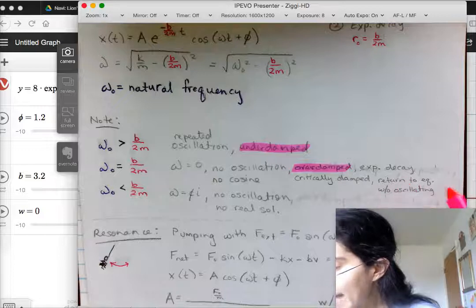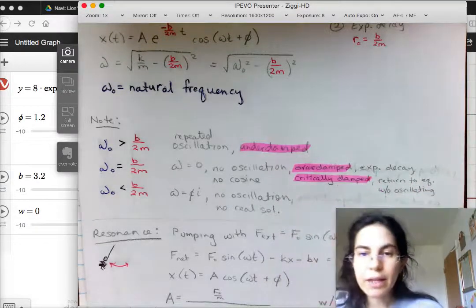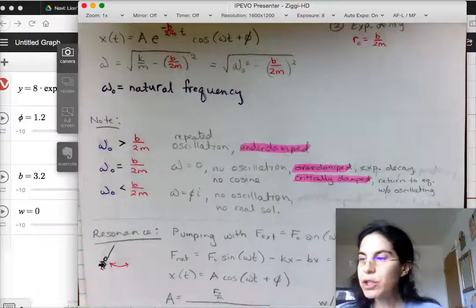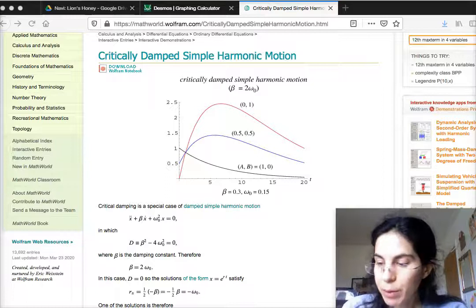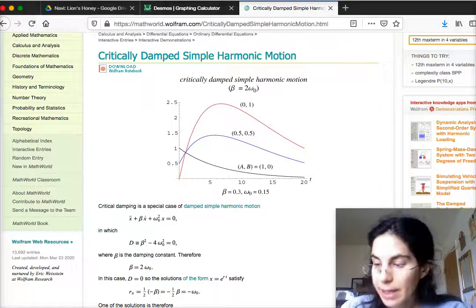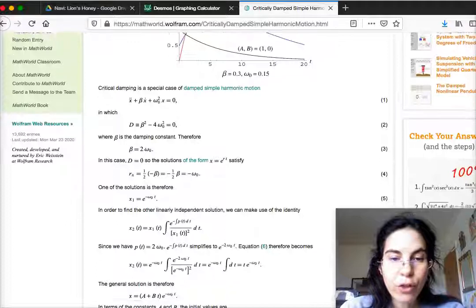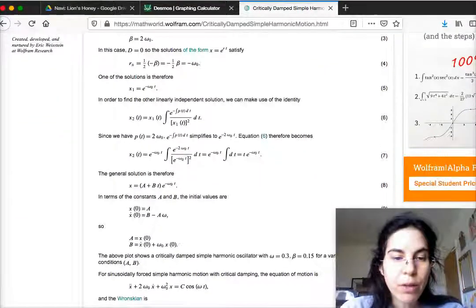Critically damped motion is the perfect case where you return to equilibrium without oscillating. Critically damped motion is what engineers try to set up when they don't want the system to oscillate, but it's spring-loaded and they have to deal with the possibility. Critically damped simple harmonic motion at omega equals b over 2m is going to look closer to this. Check out the full solution models with the calculus at mathworld.wolfram.com.